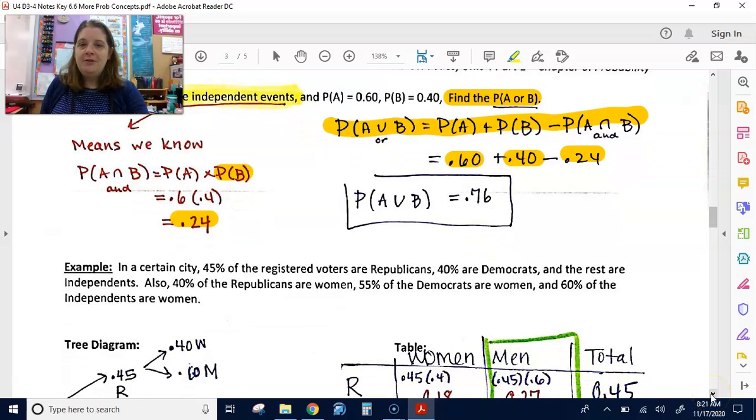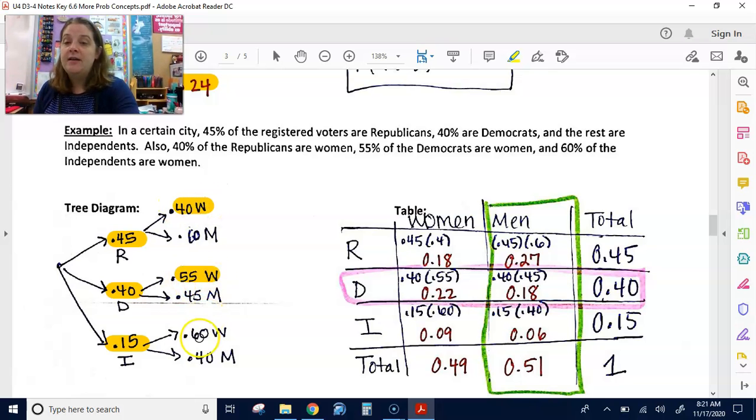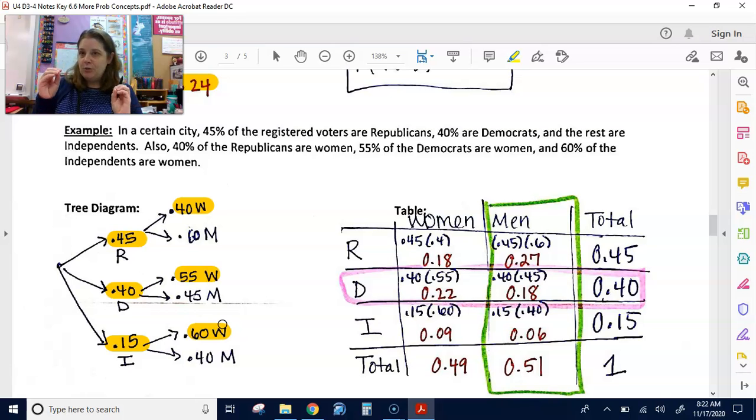All right, just a reminder about turning our tree diagram into a table. In a certain city, 45% of the registered voters are Republicans, 40% are Democrats, and the rest are independent. So 45% and 40% give me 85%, which gives me another 15% for my independents. Also, 40% of the Republicans are women, 55% of the Democrats are women, and 60% of the independents are women. Those should add up to 100%, so the complement there would be the 60% men, the 45% men, and the 40% men.